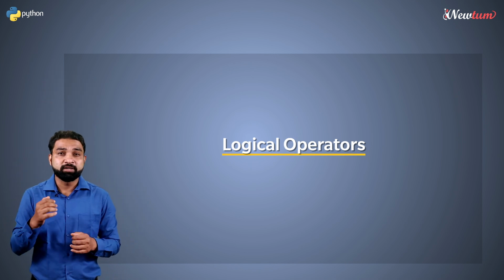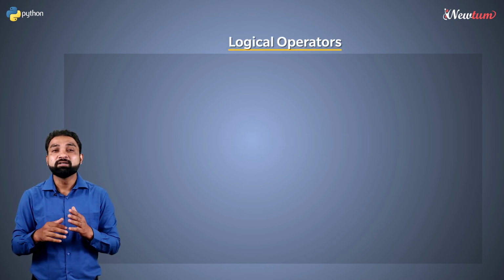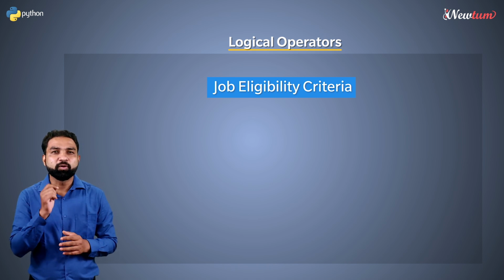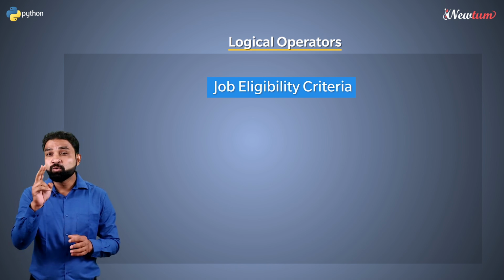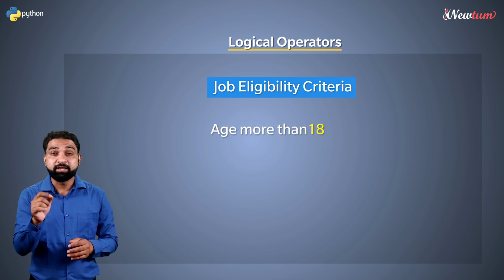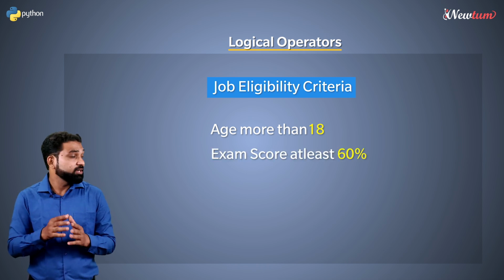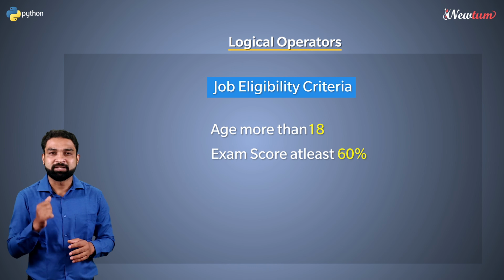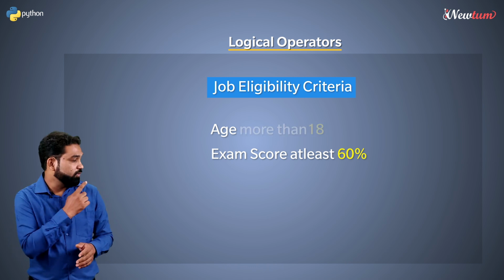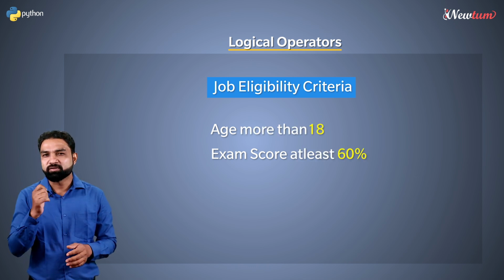In this session, we will learn what logical operators are. Before proceeding further, let's discuss a small problem and then we will try to find the solution. Suppose a company wants to appoint an employee and they have two criteria for job application. First, the candidate's age must be more than 18 and he must have secured at least 60% in his final exams. Here, we have to check two conditions, one for age and another for his score. Let's try to write a program for this.